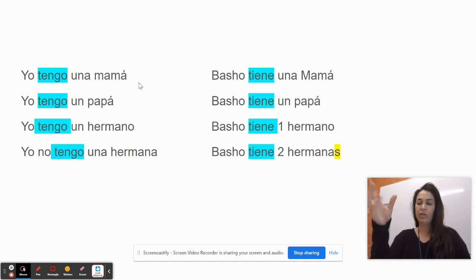So, Basho tiene una mamá. Basho tiene un papá. Basho tiene un hermano. Basho tiene dos hermanas. So you put that S at the end. And that is it for today. Nice and short.